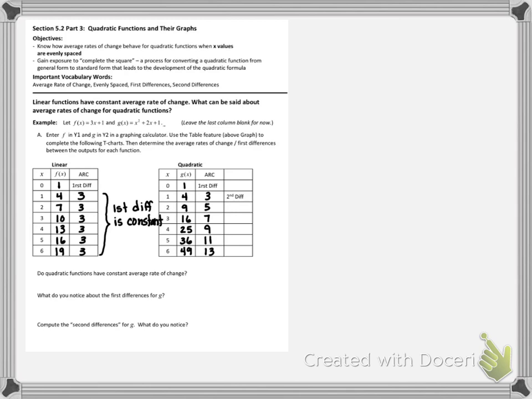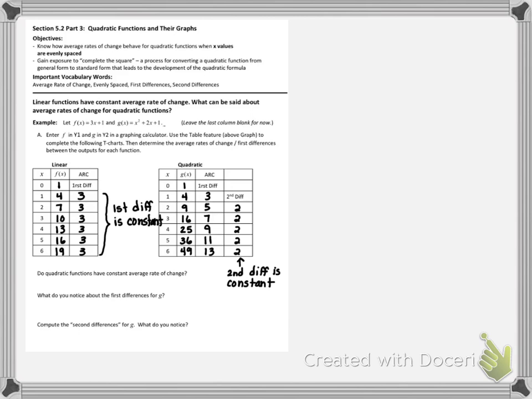So notice that the difference between 3 and 5 is 2, and the difference between 5 and 7 is 2, 2, 2, 2. And that's true of all quadratic functions. So the rate of change isn't constant, but the rate at which the rate of change is changing is constant. And so we have this constant second difference. And that's a unique property of quadratic functions.